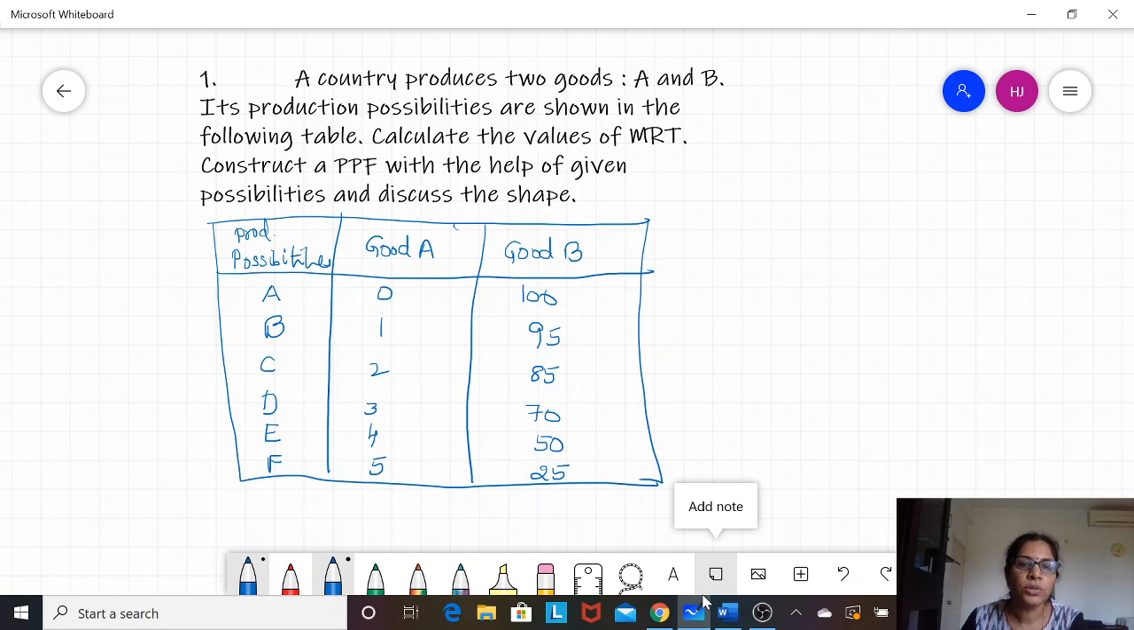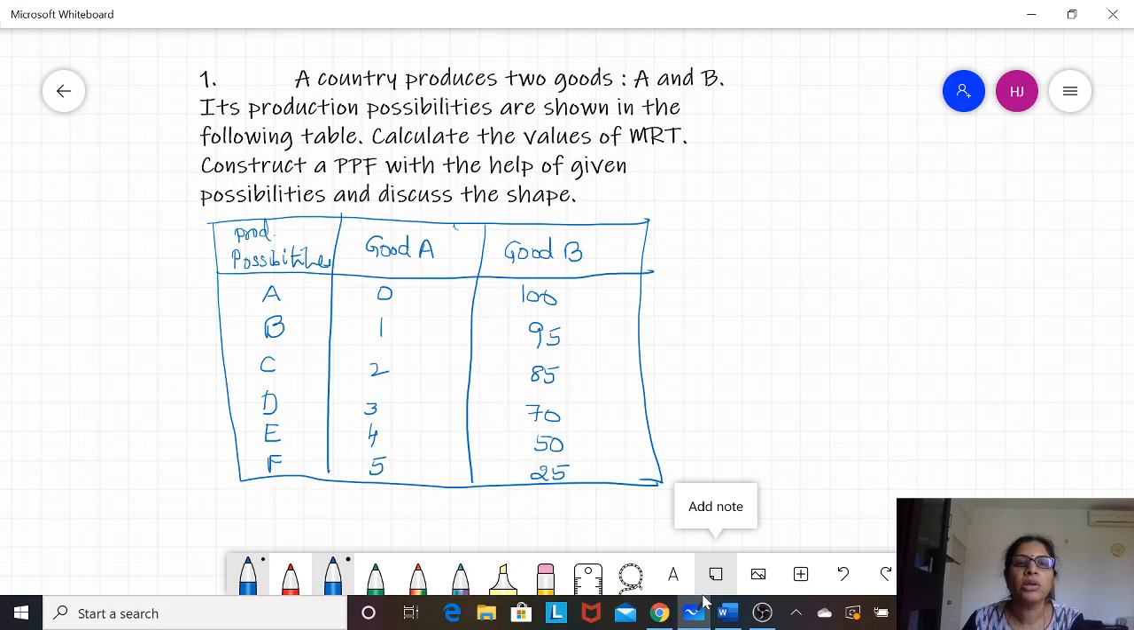Okay, welcome back to this chapter, and we are at the fag end of the chapter introduction, and in that we have discussed all aspects of production possibility curve. Now what is remaining with us is only how to solve numericals related to this concept.